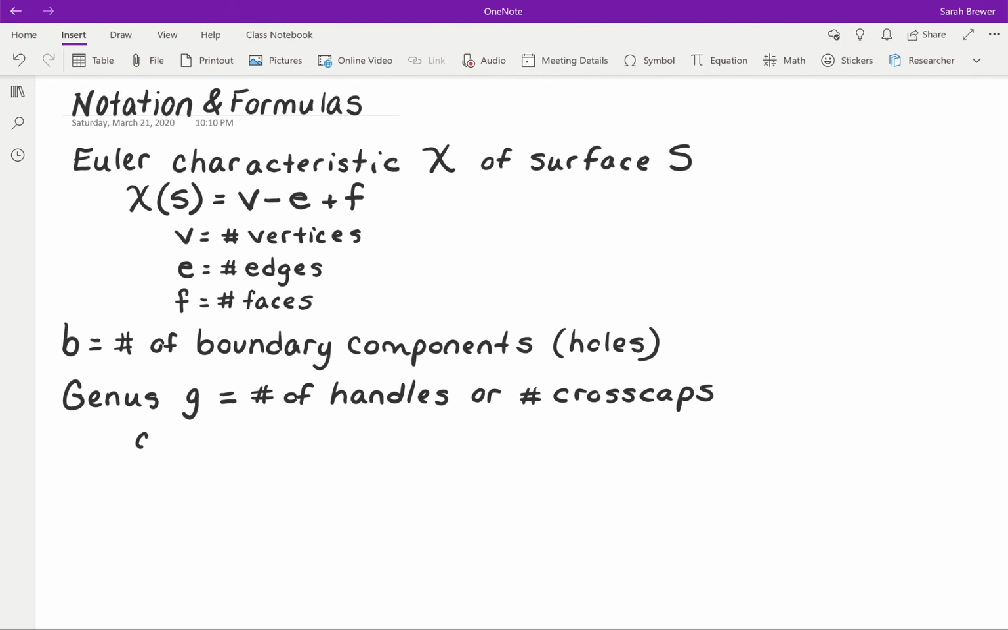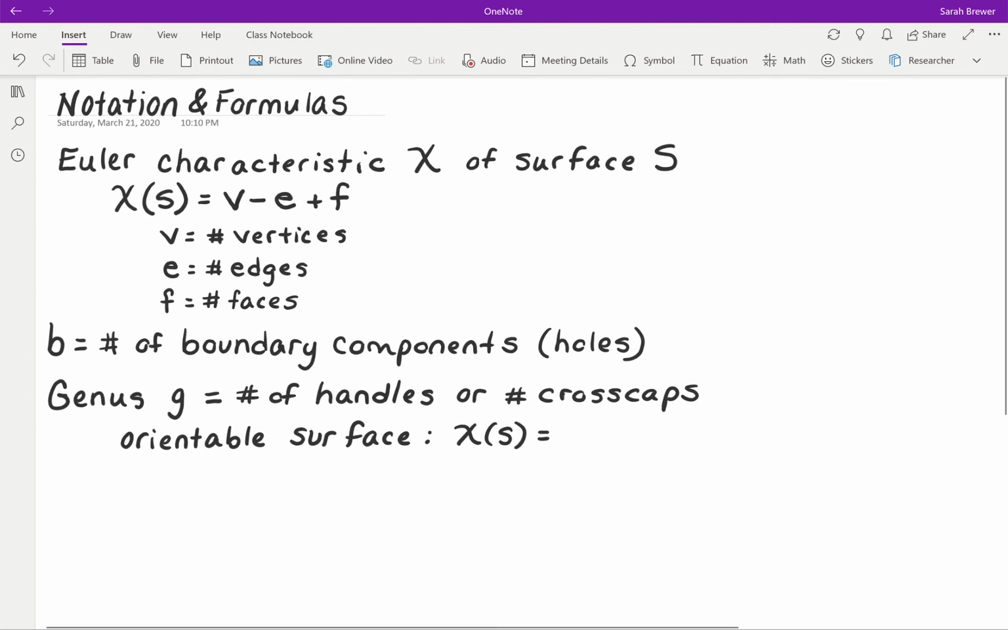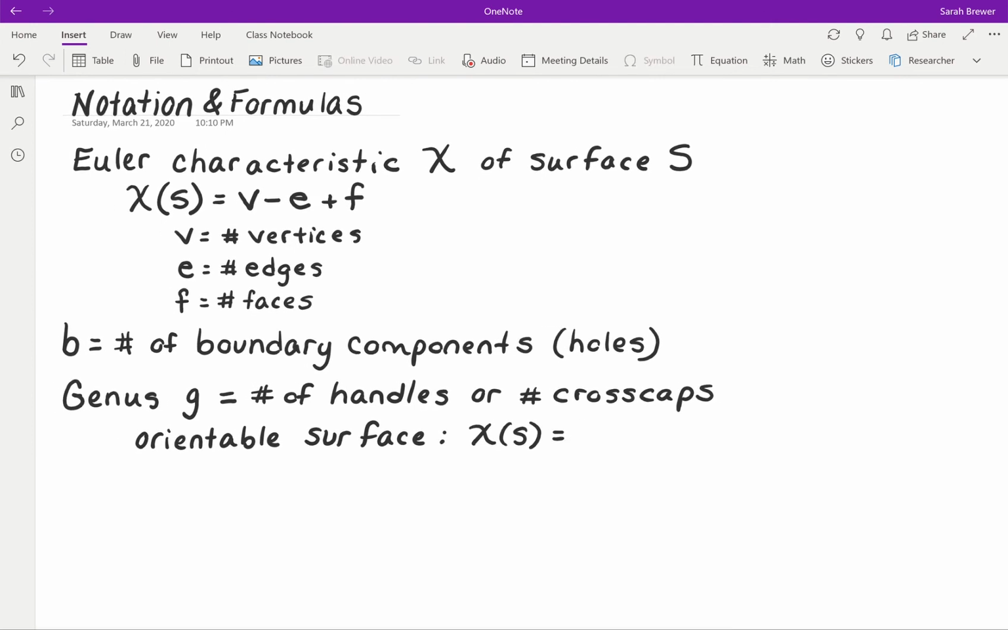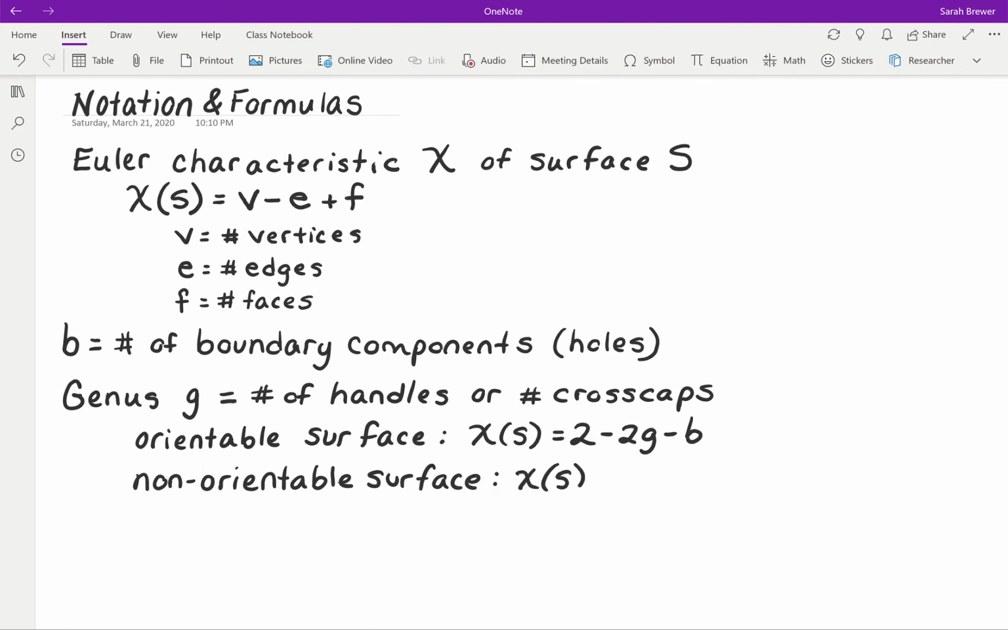And if we have an orientable surface, then we will get the genus by setting our Euler characteristic equal to 2 minus 2 times the genus minus the number of boundary components. And if we have a non-orientable surface, then we can set our Euler characteristic equal to 2 minus the genus minus the number of boundary components.